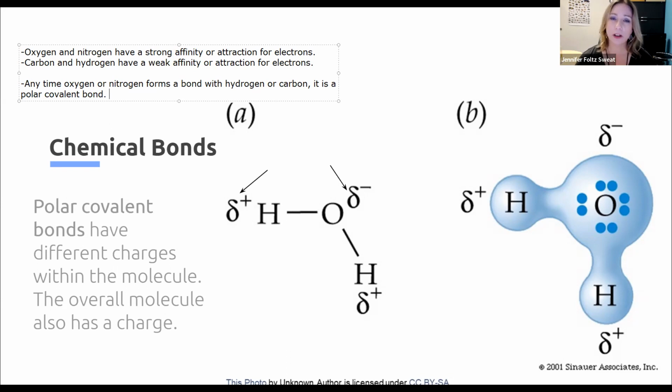Now, carbon bonded to hydrogen is not polar because they're both weak. Oxygen bonded to nitrogen is not polar because they are both strong. It's when you have a strong and a weak that you get a polar bond.